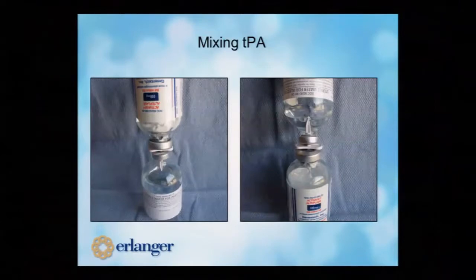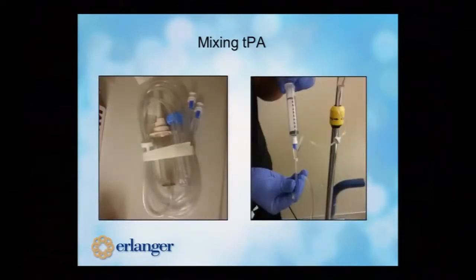So once it's together, you obviously flip them over so that the water's on top and it goes into the powder. And then you do a really nice swirly motion to mix them together as it's infusing in. You never shake TPA vigorously or anything. It'll denature some of it, but just a nice Coke bottle swirl to dilute it.